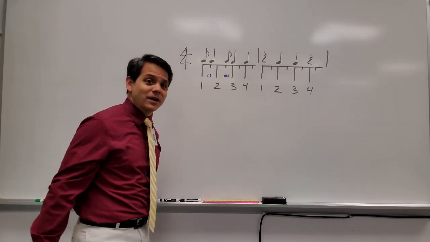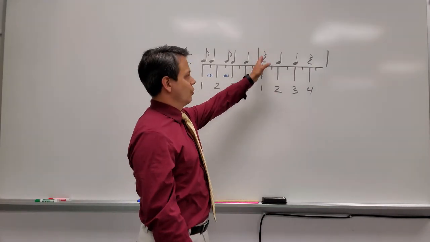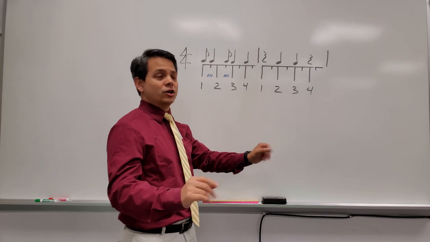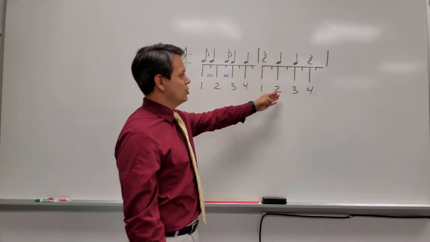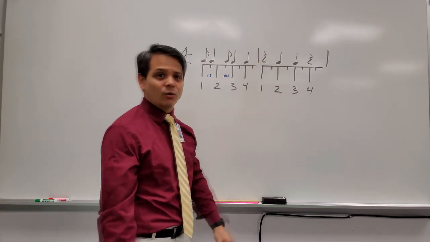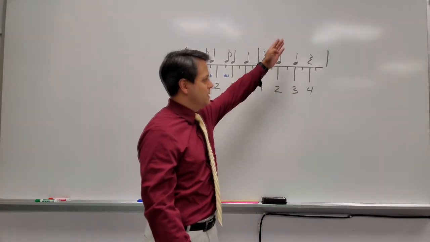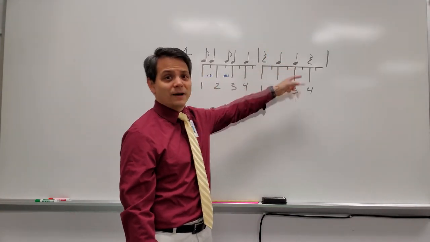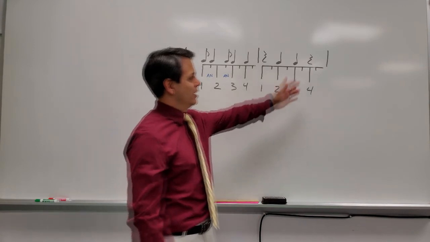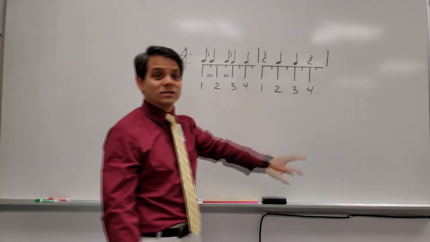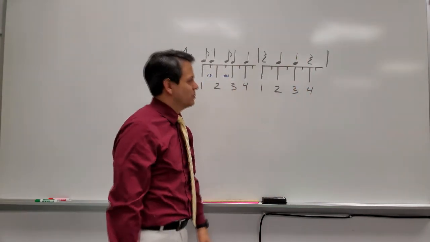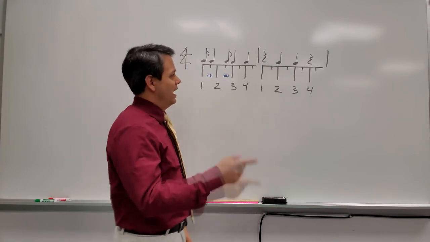All right, the second measure, super easy. Rest on beat 1, no motion, no sound. On beat 2, I want you to snap on that quarter note. On beat 3, I want you to snap on that quarter note. And on beat 4, I want you to rest, no sound on 4. Let's do measure number 2 together. Ready, and go.